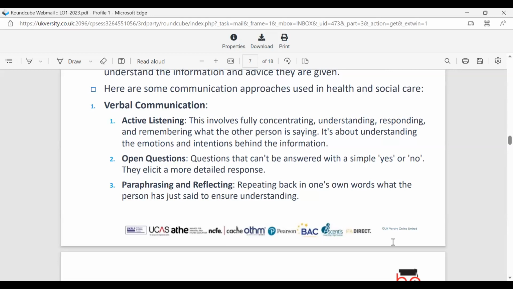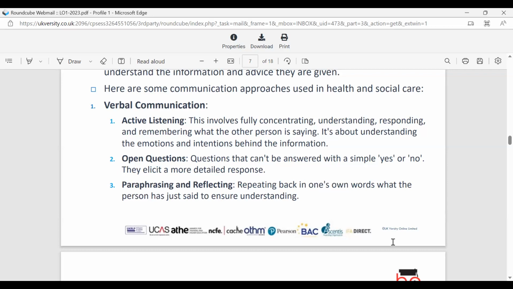And paraphrasing and reflecting. So repeating back in one's own words what the person has just said to ensure their understanding. So when you use, for example, jargon that is used in the hospital, would you use that with an individual? Hospital jargon. If you're talking about a medication or someone's illnesses, as a nurse or a doctor, and you have your own medical language, would you use that to talk to an individual who doesn't understand anything?